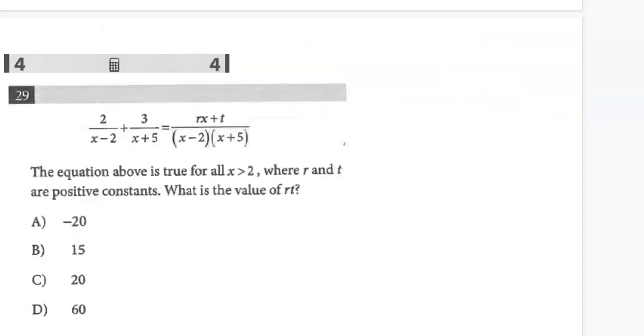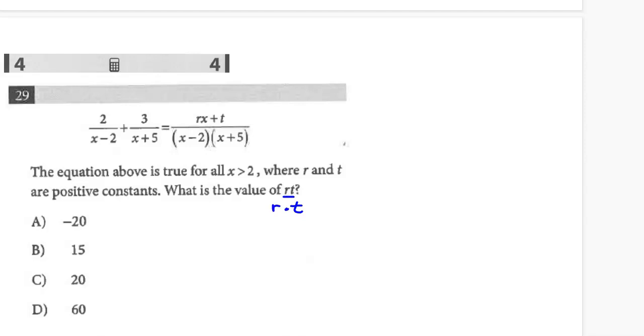All right, number 29. This one's a little bit challenging. The equation above is true for all x that are larger than 2, where r and t are positive constants or numbers. What is the value of RT? So ultimately, we need to figure out what R is, what T is, and multiply them together.